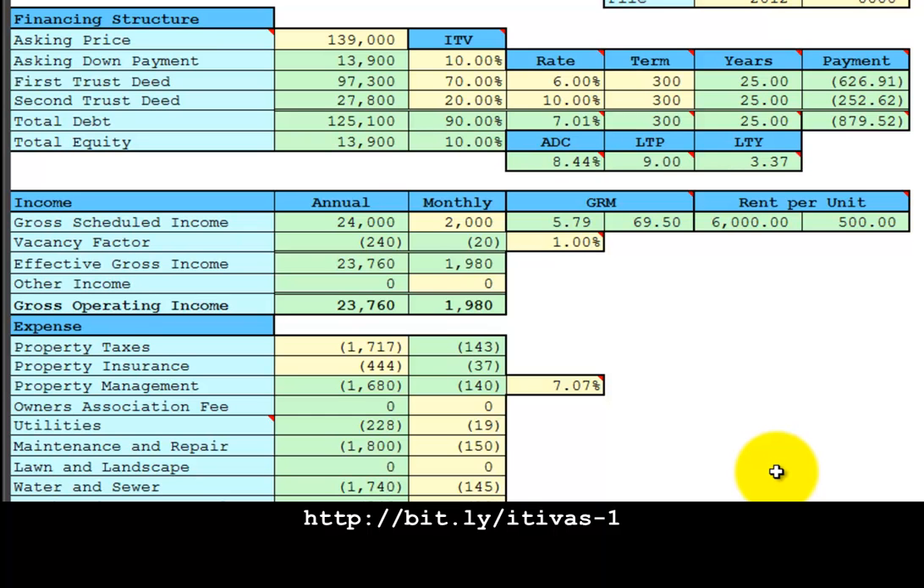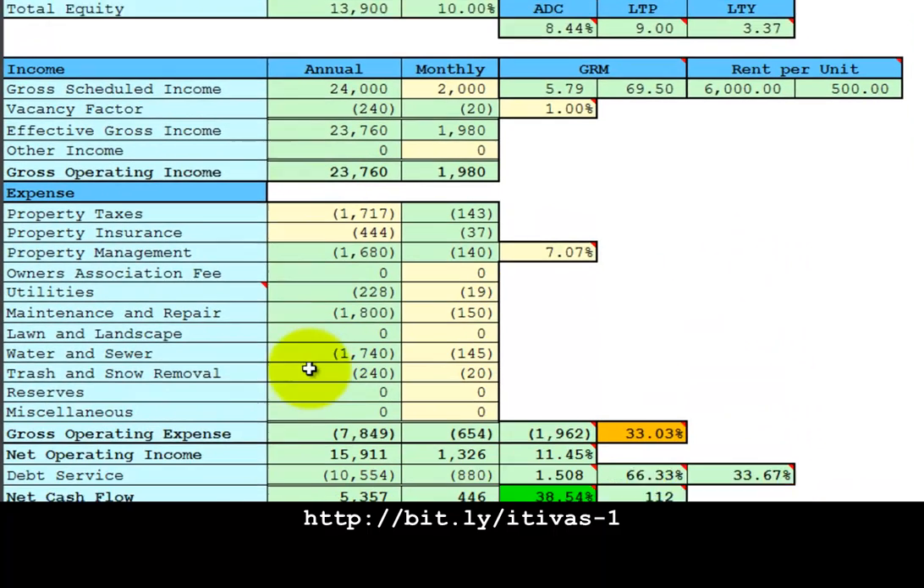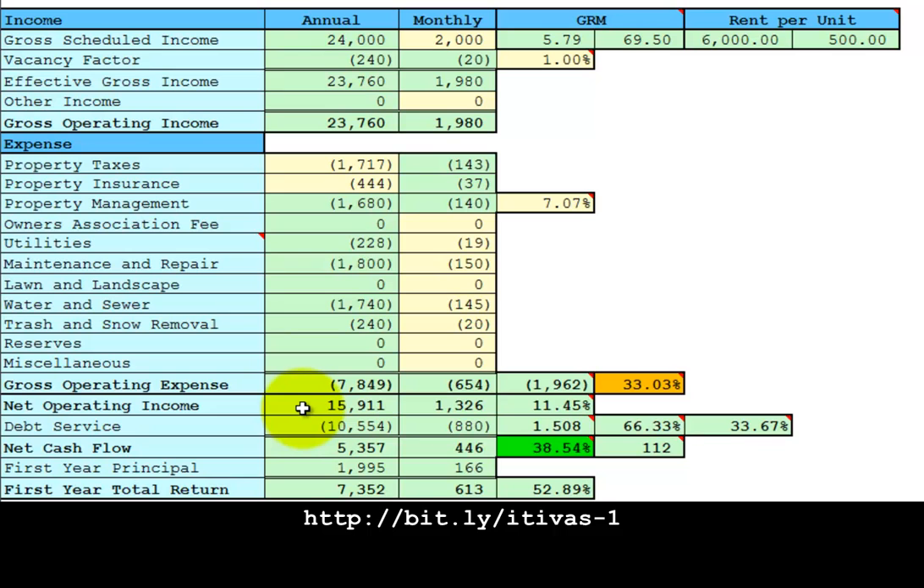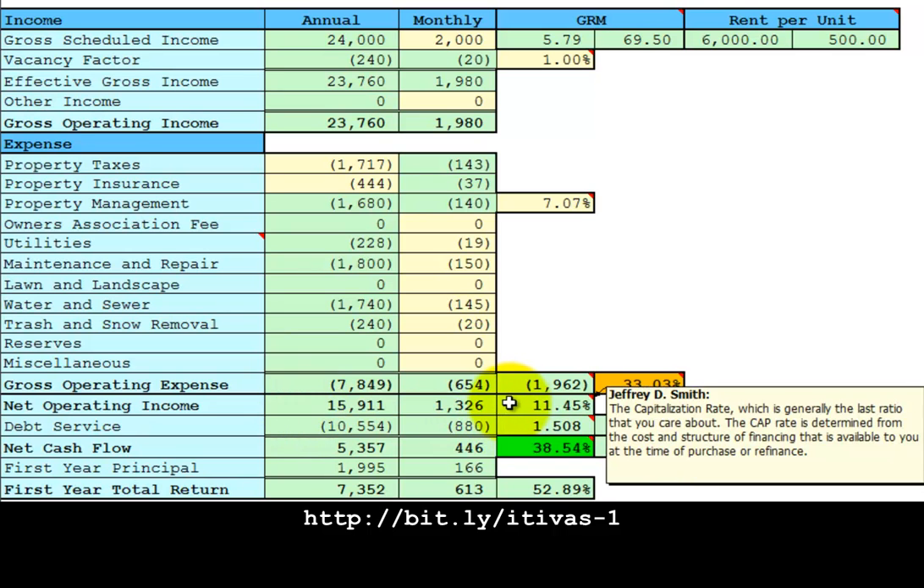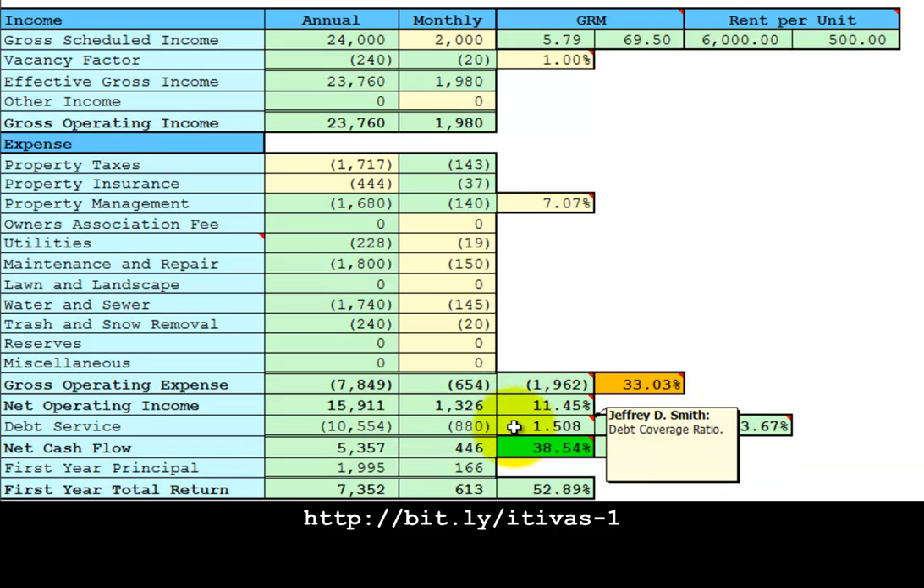Using these numbers, we determine that the net operating income is $15,911, which calculates a capitalization rate of 11.45%. The debt coverage ratio is 1.508. That's a very good debt coverage ratio.